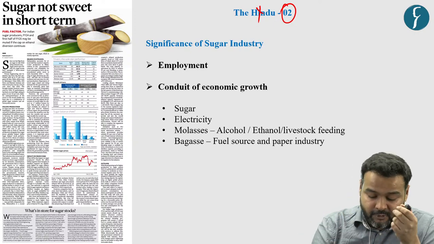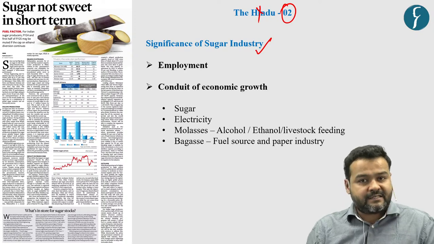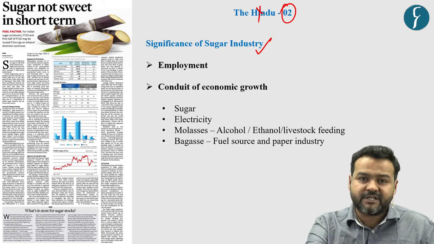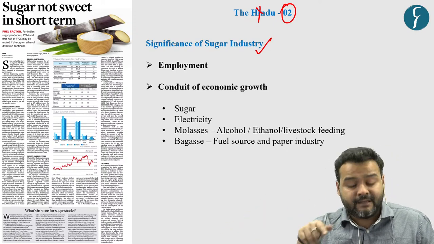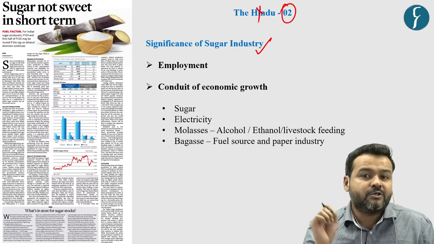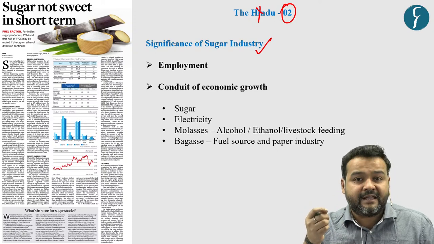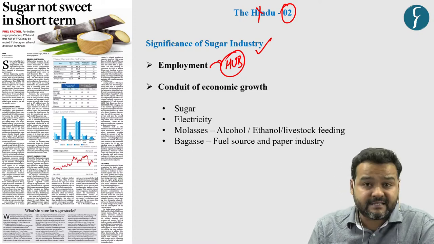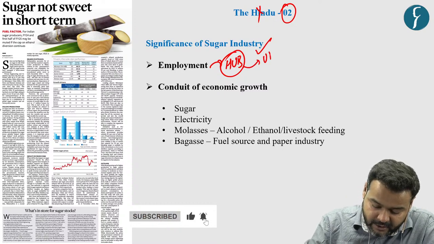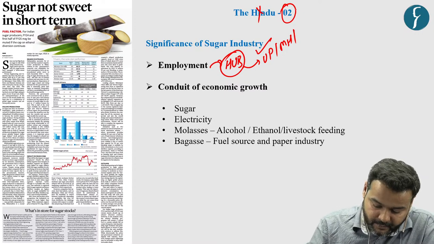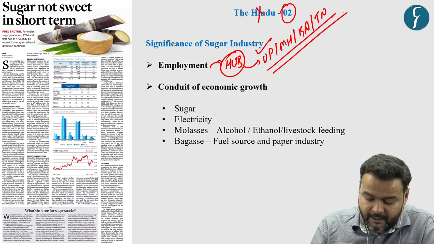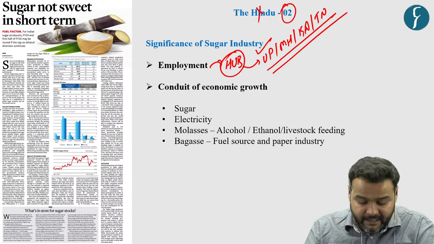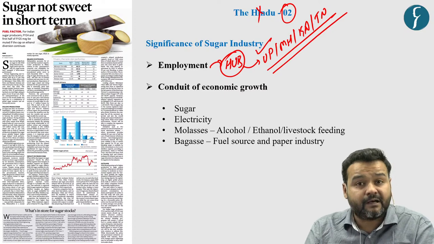So first, understand what the significance of the sugar industry is. Sugar industry, you may say, spans from cultivation of cane to manufacturing of sugar, and then there are multiple uses of the byproducts of sugarcane. So the sugarcane producing areas act as an employment hub, and you can clearly see this in the sugarcane producing areas of Uttar Pradesh, Maharashtra, Karnataka and Tamil Nadu. These industries are labor intensive, they create employment, and it is clearly evident that these producing areas become the employment hub.